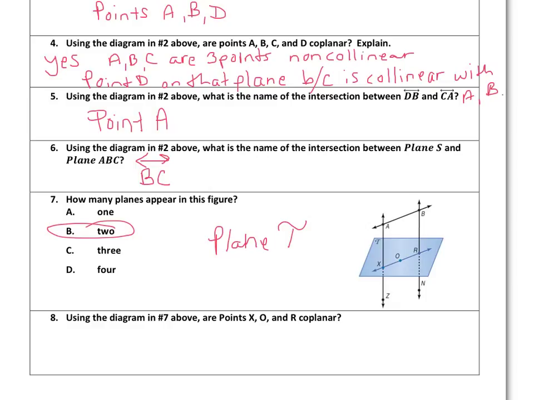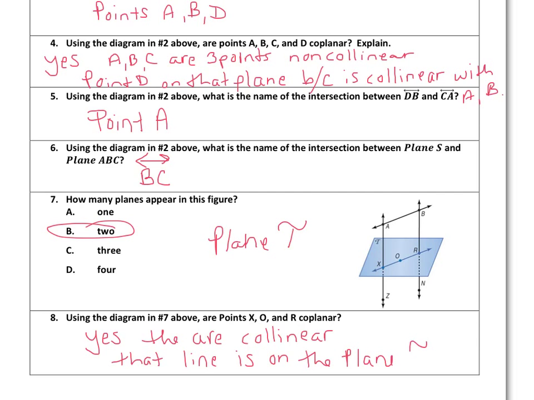Example 8, using the diagram in number 7 above, are points X, O, and R coplanar? And the answer is yes, they are coplanar. They are collinear. Okay, so they're all collinear, forming a line, and that line is on the plane T, the shaded plane. Consequently, if they're all collinear and they're all on that same plane, they must be coplanar.